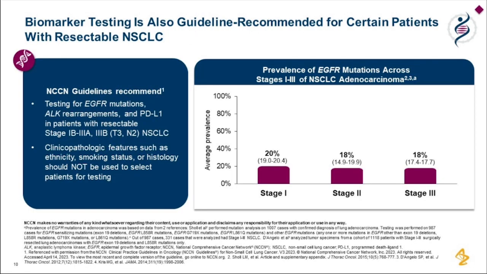So biomarker testing is also guideline recommended for certain patients with resectable non-small cell lung cancer. When we take a look at the prevalence of the EGFR mutations across stages 1 to 3 of non-small cell adenocarcinoma, we can see that it is between 18 and 20% for stages 1, 2, and 3. So there's no reason not to actually test regardless of these stages.